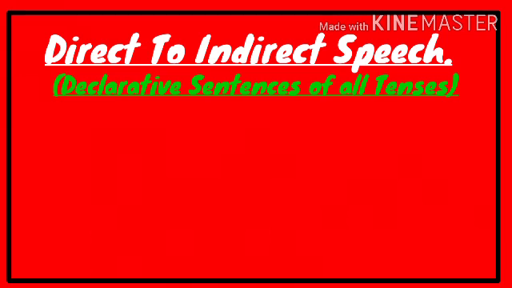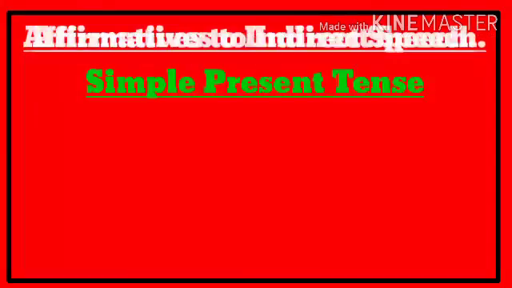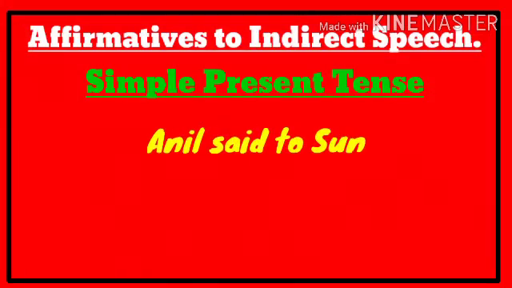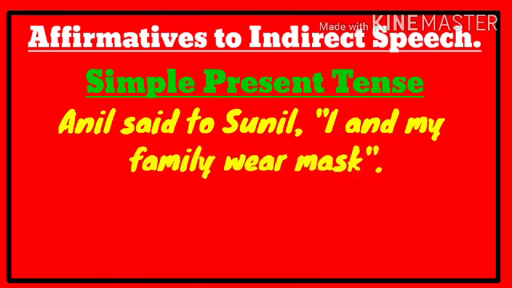First, let us start with the simple present tense. Anil said to Sunil, quotation, I and my family wear mask. Apply all the 6 steps. Recognize the subject, that is Anil, object, that is Sunil, reporting verb, that is said to, it is in past tense. Remove the comma and quotation and add that.